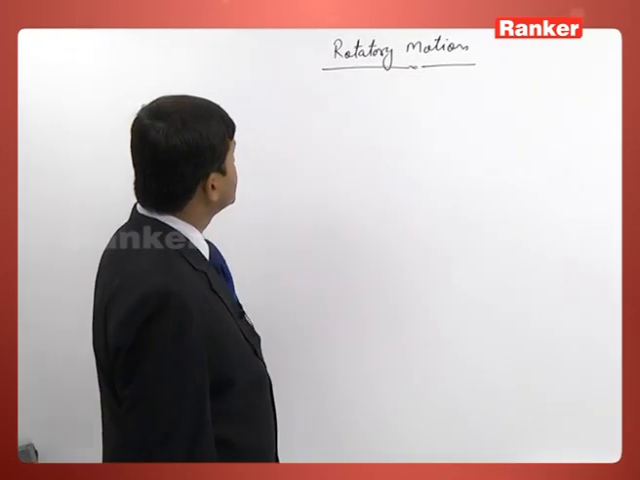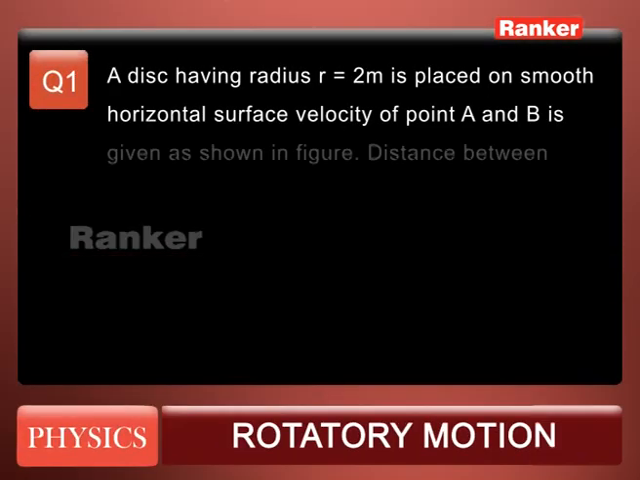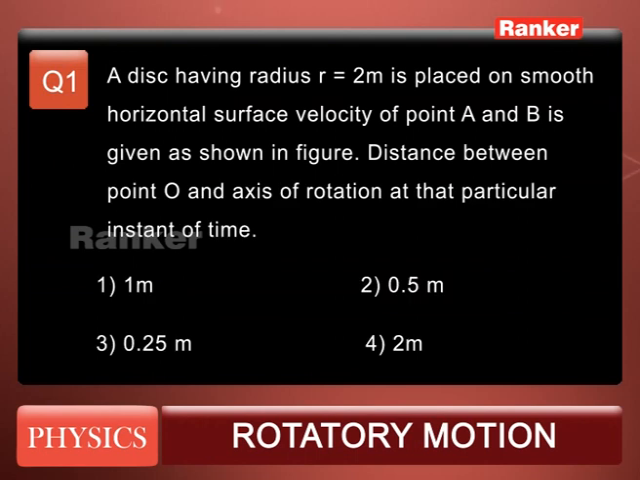Okay, today we will discuss some problems based on rotatory motion. Question number 1: a disc having radius 2 meter is placed on a smooth horizontal surface. The velocities of points A and B are given as shown in the diagram. We have to find the distance between the point O and the axis of rotation at that particular instant of time.